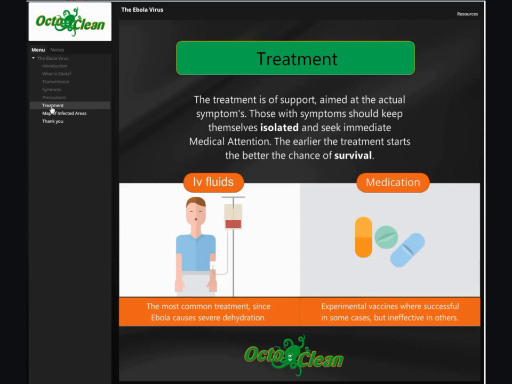Since Ebola causes severe dehydration, IV fluids are the most common treatment. Experimental vaccines were successful in some cases, but ineffective in most.